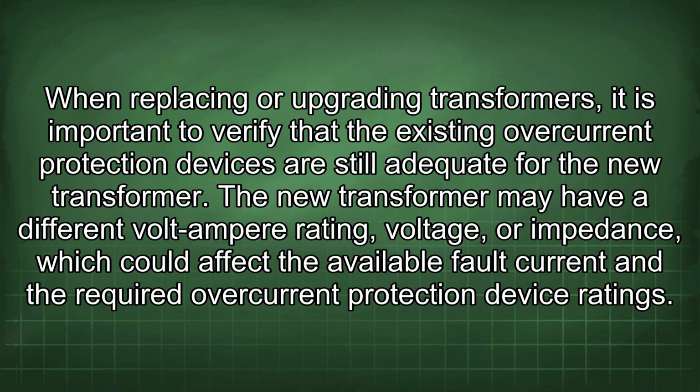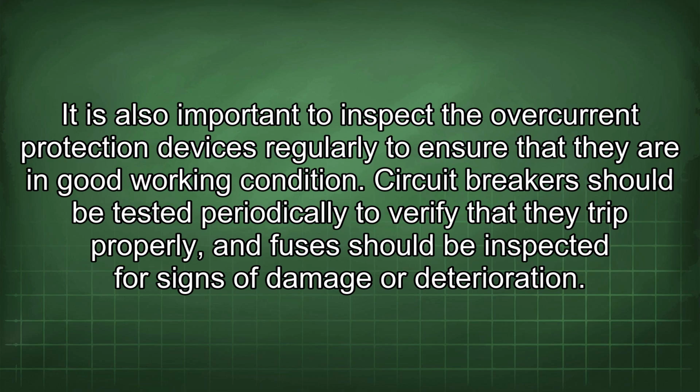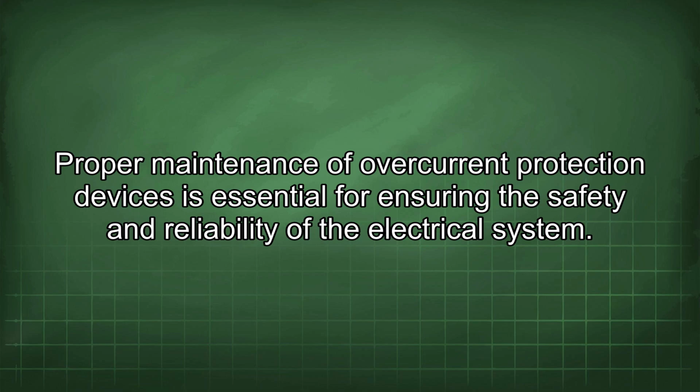When replacing or upgrading transformers, it is important to verify that the existing overcurrent protection devices are still adequate for the new transformer. The new transformer may have a different volt-ampere rating, voltage, or impedance, which could affect the available fault current and the required overcurrent protection device ratings. It is also important to inspect the overcurrent protection devices regularly to ensure that they are in good working condition. Circuit breakers should be tested periodically to verify that they trip properly, and fuses should be inspected for signs of damage or deterioration. Proper maintenance of overcurrent protection devices is essential for ensuring the safety and reliability of the electrical system.